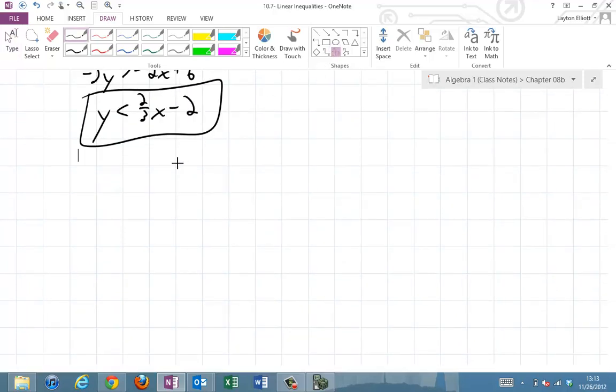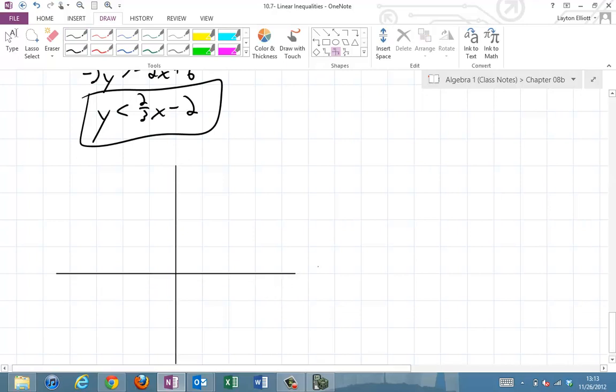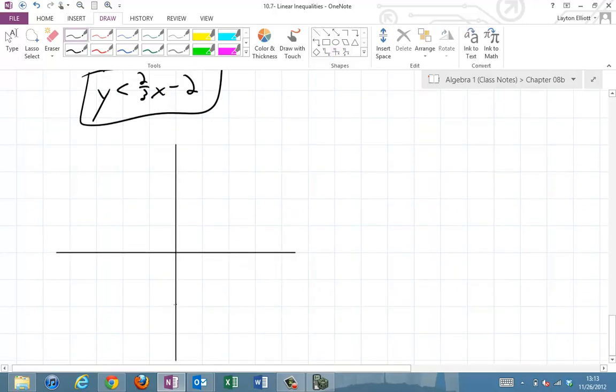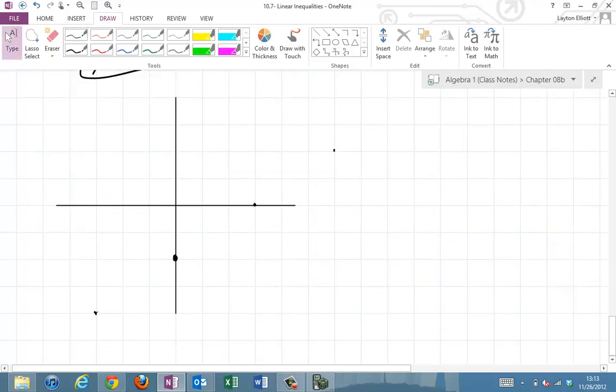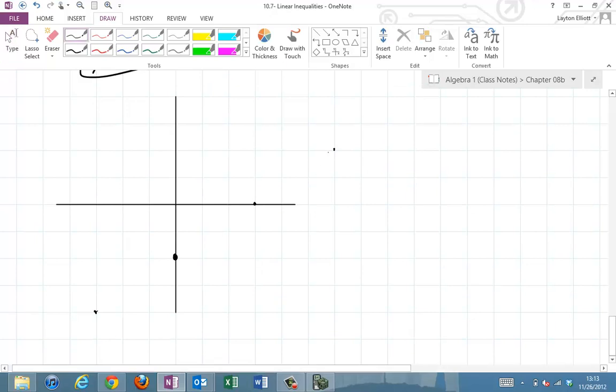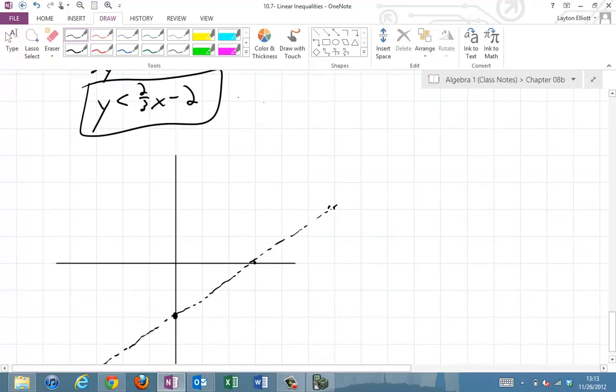I'm not going to write it again as an equals, since there's really no point in that. Let's go up 2 right 3, down 2 left 3. It's going to be a dashed line, so we draw it as a dashed line. And then I have to figure out which side to shade. One of two ways. The first way is to say this is a less than, which means down.